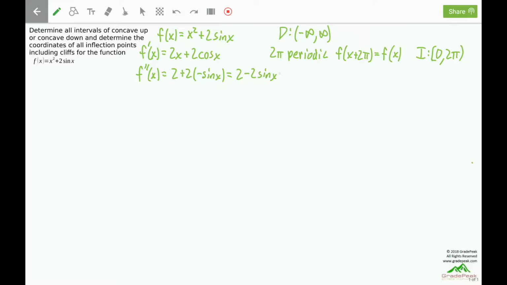We can now set the numerator equal to 0, and the denominator, if there is one, also equal to 0, and solve for all x's that make it true. Let's start by subtracting 2 from both sides, so negative 2 sine x equals negative 2. We can now divide both sides by negative 2, so sine x equals positive 1. This happens only one time on the unit circle interval. Sine x equals positive 1 at pi over 2.